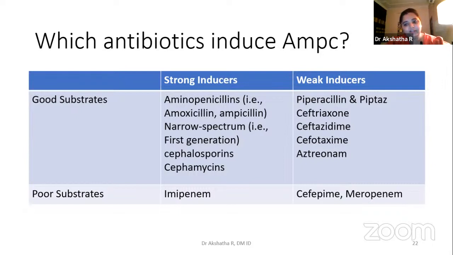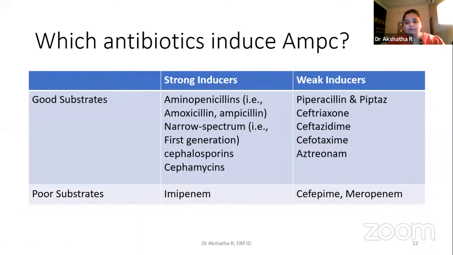Then we have weak inducers, which include your piperacillin, piptaz, ceftriaxone, ceftazidime, cefotaxime, aztreonam, but these are also good substrates. Strong inducers and poor substrates is your imipenem, and weak inducer and poor substrate are your cefepime and meropenem. So whenever there is an organism like Enterobacter cloacae, Klebsiella aerogenes, or Citrobacter freundii, you should use a weak inducer and a poor substrate, that is cefepime or meropenem can be used. In the carbapenems, imipenem is an inducer of AmpC and hence it has to be avoided.